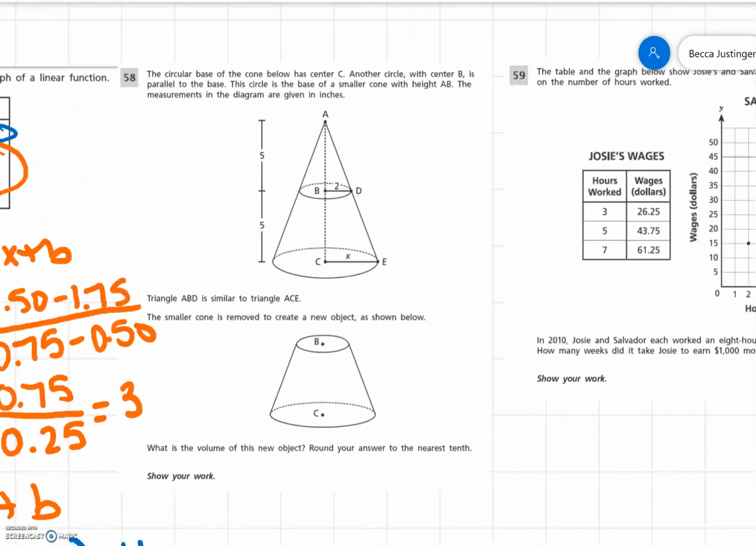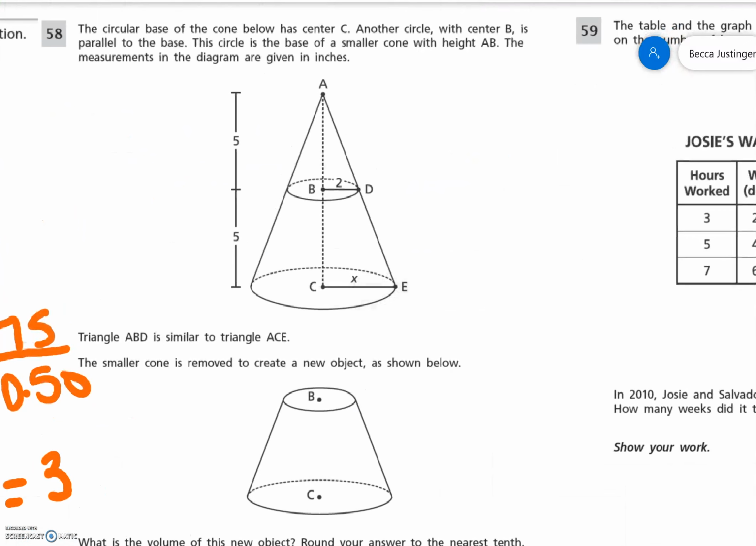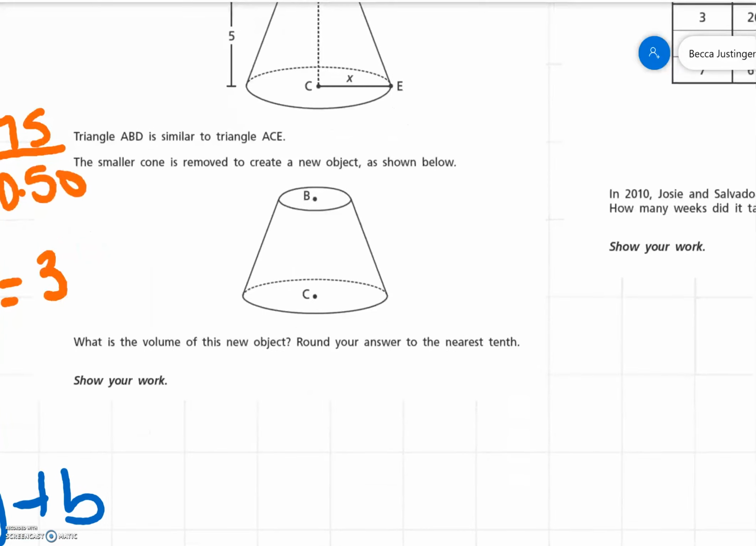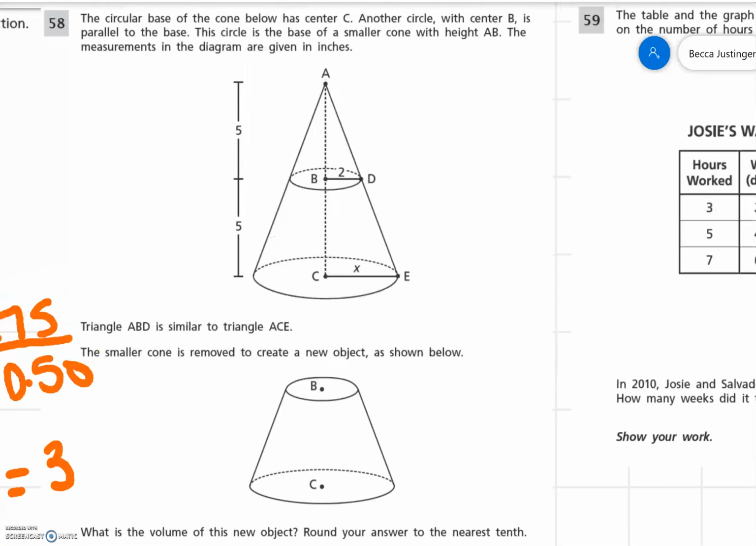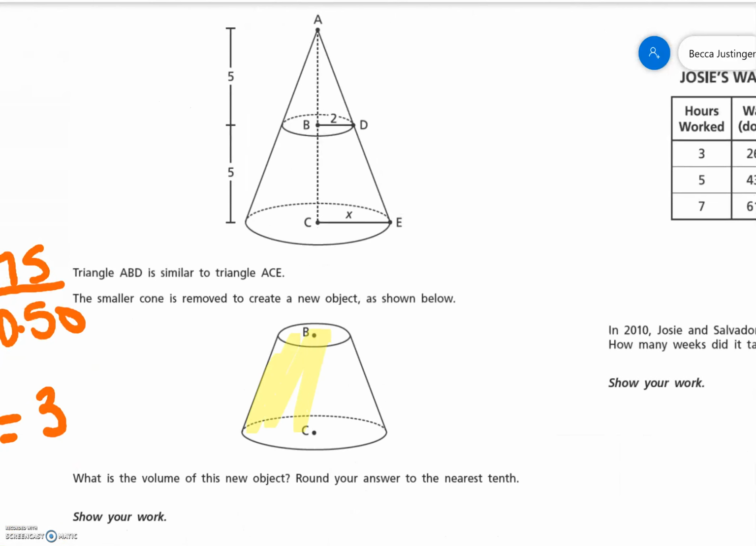Next, the circular base of a cone has a center C. Another circle with a center B is parallel to the base. The circle is the base of the smaller cone with a height AB. The measurements in the diagram are given in inches. Triangle ABD is similar to triangle ACE. The smaller cone is removed to create a new object as shown below. What is the volume of this new object? Round your answer to the nearest tenth. Well, this new object is the same thing as this bottom cone.